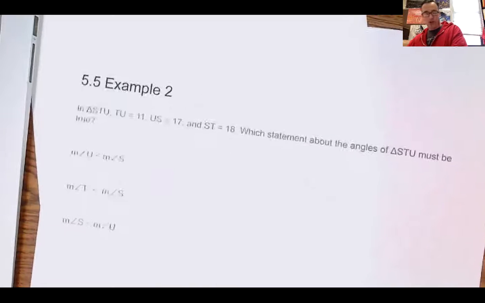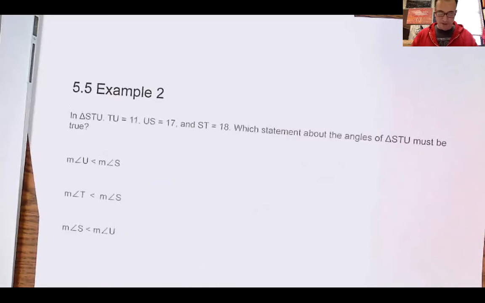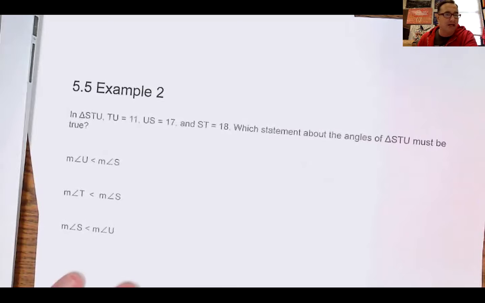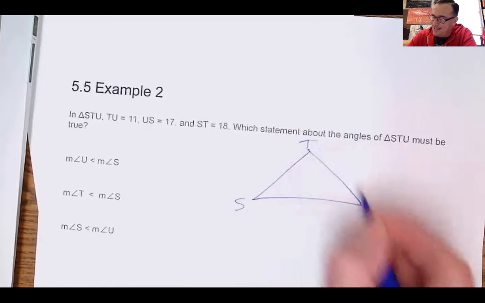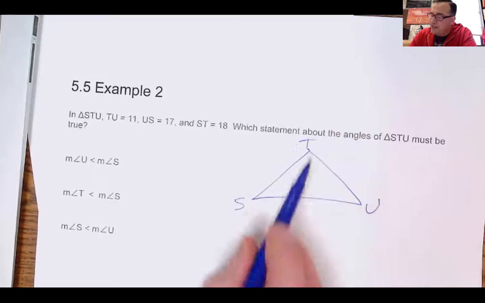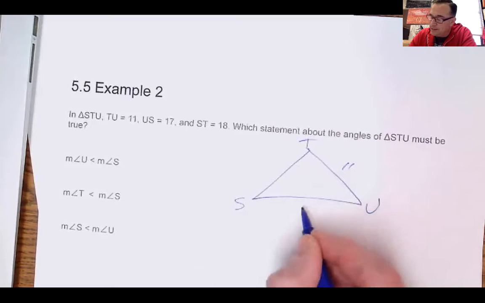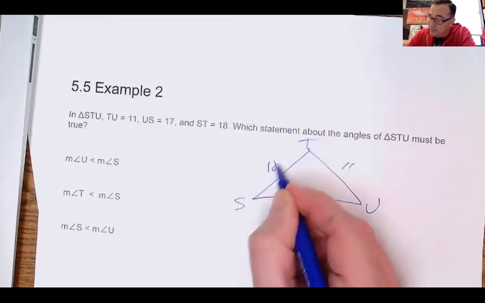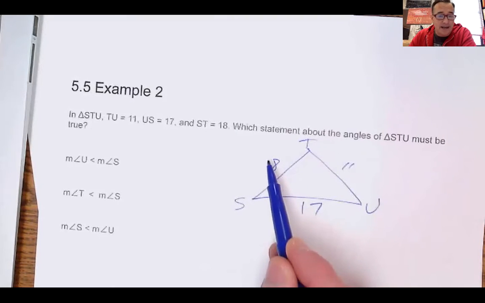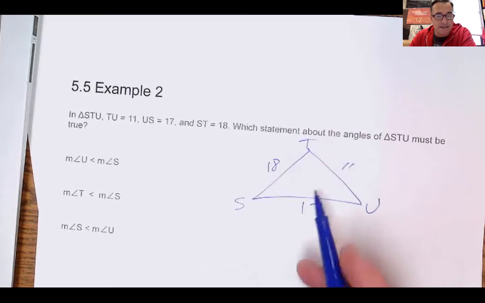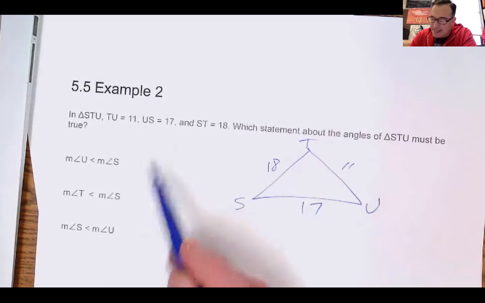Next, example 2. Hey, look, it's another thing where we don't have a triangle drawn. I bet you know what to do. STU. There's not even a triangle symbol in there, and you should put it there in your head. So if we're going to be talking about this one, I am going to make sure that we draw the triangle. Okay. So if we do this, STU. It's triangle STU. TU is 11. US is 17. ST is 18. First off, we know it can be a triangle because of the fact that 18 is smaller than 11 plus 17. Good to go. Which statement about these has to be true?